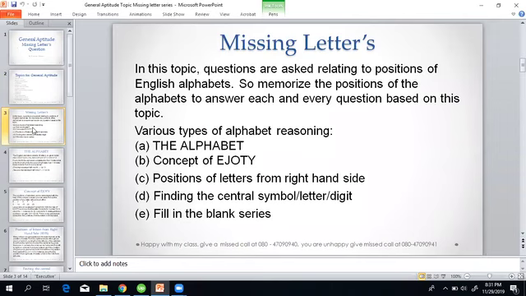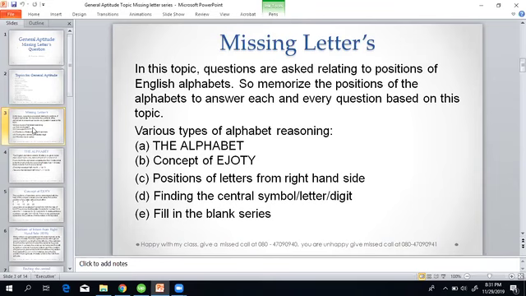In missing letters questions, the questions are asked related to the positions of the English alphabets. So we have to memorize the positions of the alphabets to answer each and every question based on this topic. The various types of alphabet reasoning are: first is the alphabet, directly related to the alphabets. We can answer the questions according to the alphabets' positions, right?